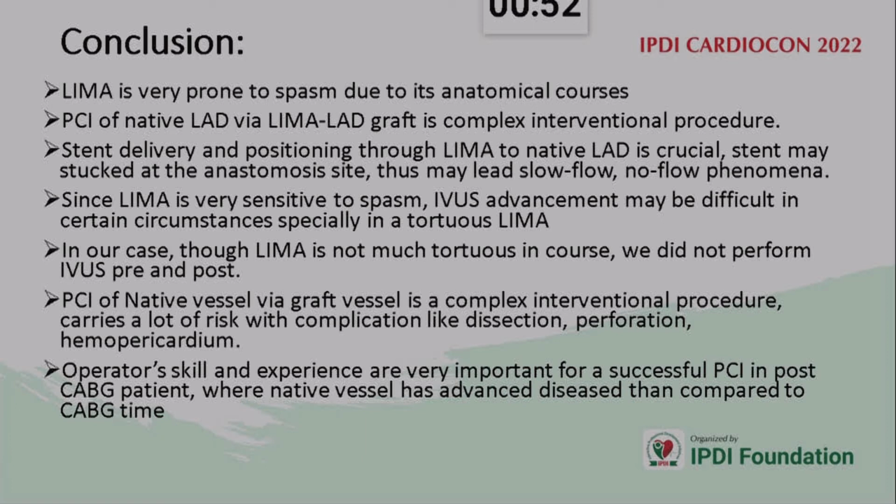PCI of native vessel via graft vessel is a complex interventional procedure, and carries a lot of risk with complications like dissection, perforation and hemopericardium. Operator skill and experience are very important for a successful PCI in a post-CABG patient, where the native vessel has more advanced disease compared to CABG time. Take-home message: pre-procedure planning is very important. Supporting devices must be kept ready in hand to tackle any emergency. If needed, a heart team decision can be taken prior to proceeding for intervention. Lesion preparation, analysis and required stent sizing are very important.